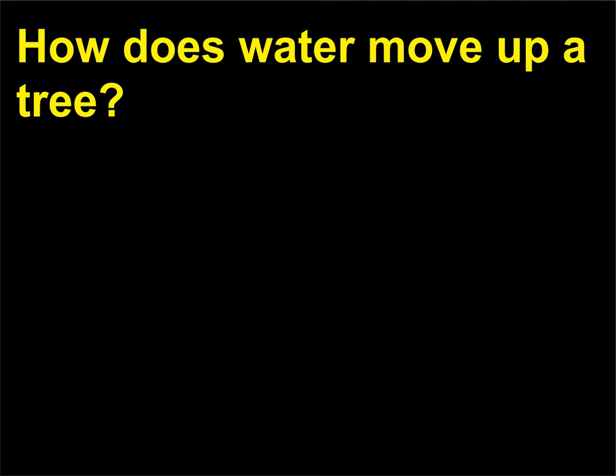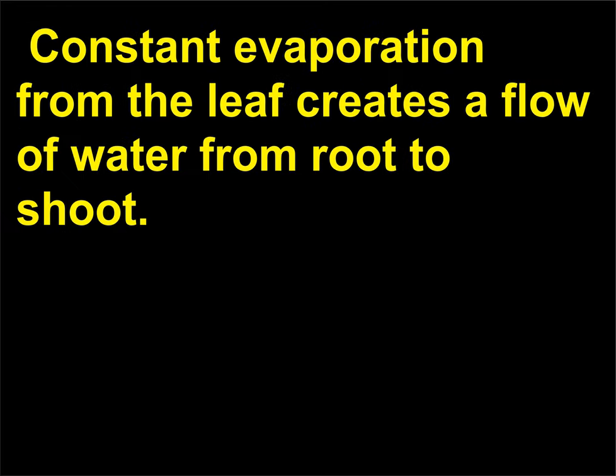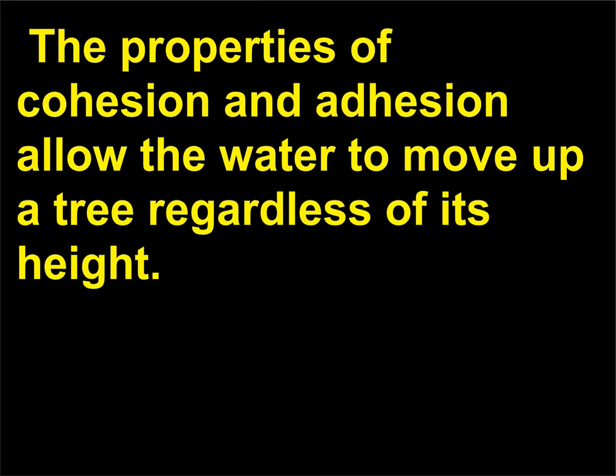How does water move up a tree? Water is carried up a tree through the xylem tissue in a process called transpiration. Constant evaporation from the leaf creates a flow of water from root to shoot. The roots of a tree absorb the vast majority of water that a tree needs. The properties of cohesion and adhesion allow the water to move up a tree regardless of its height.